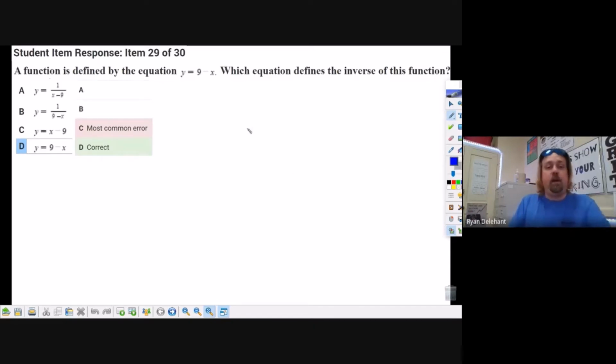Right, in this video, we are going to look at number 29 on our benchmark, which is a question about inverse functions. So this gives us a function defined by the equation y equals 9 minus x, and asks us which equation of these four is the inverse equation. So to solve this, we're going to write down our function up here. The function we're given is y equals 9 minus x.